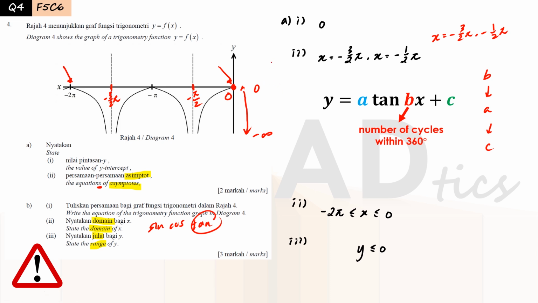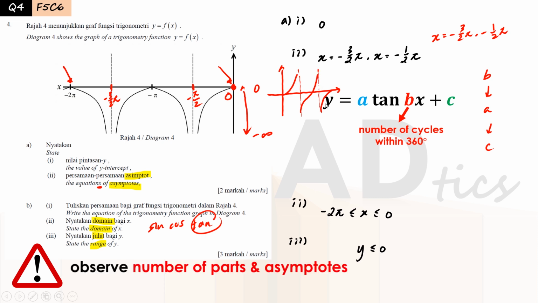So let's draw out a very simple tan graph first. This is the tan graph within 360 degrees. This is one cycle. So how do we compare with the diagram here? Because the shape is totally different, right? What we can do is split them into parts using the asymptotes. Here we have 1, 2, 3 parts, with 2 asymptotes. Here, same thing as well: 1, 2, 3 parts and 2 asymptotes.